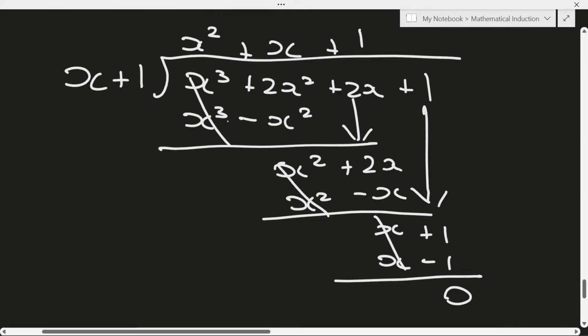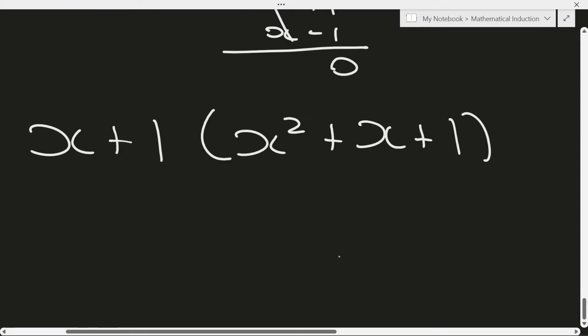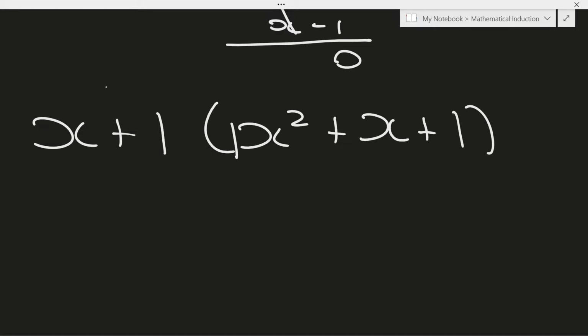Right. So now we know that x plus 1 times x squared plus x plus 1 are two factors. And what we can do is use the AC method. A is equal to 1, B equals 1, and C equals 1. Well, what two numbers will add to 1? But I think we'll just leave it here for now, for this section.